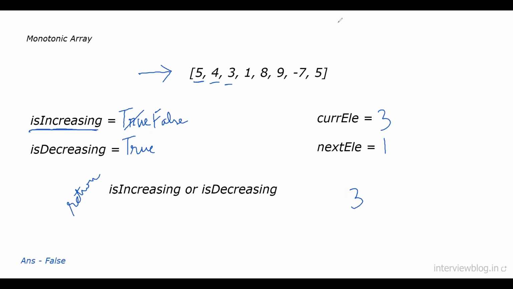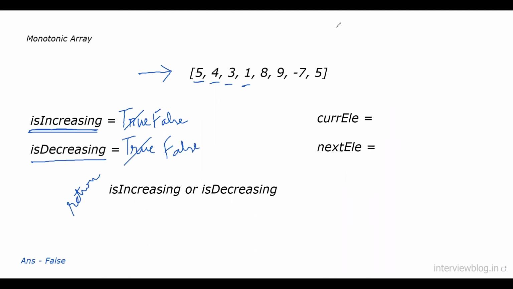While comparing 3 with 1, we can see that 3 is greater than 1. Hence, we will again be updating our is increasing variable from false to false. Next, we will be visiting this 1. So our current element would be 1 and our next element would be 8. In this case, our current element is less than the next element, which means that our is decreasing variable should be updated from true to false.